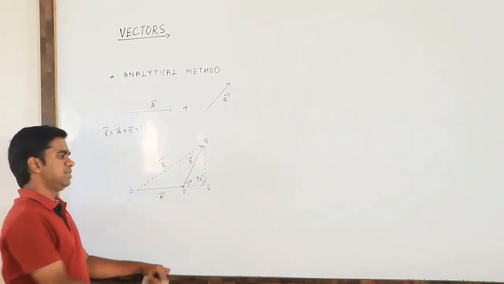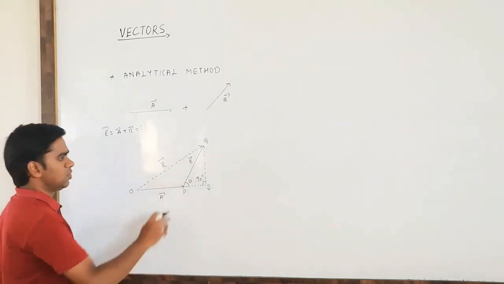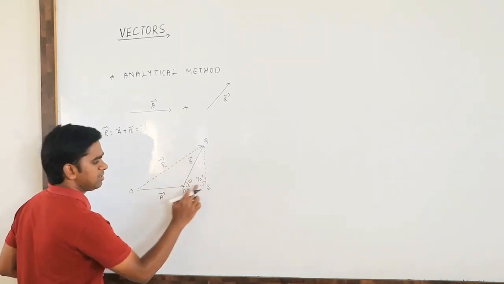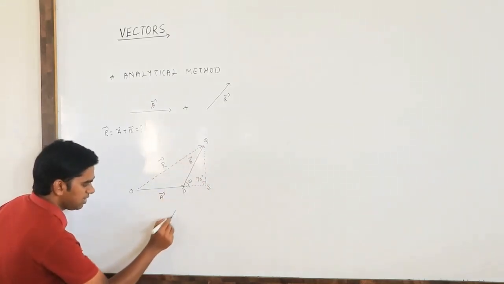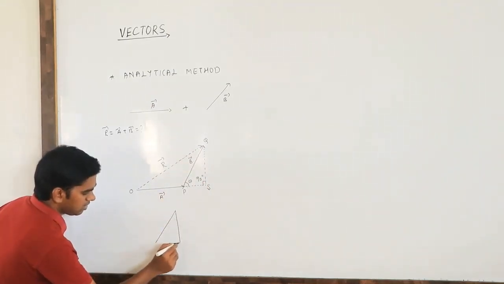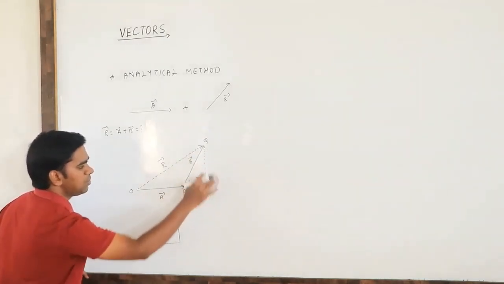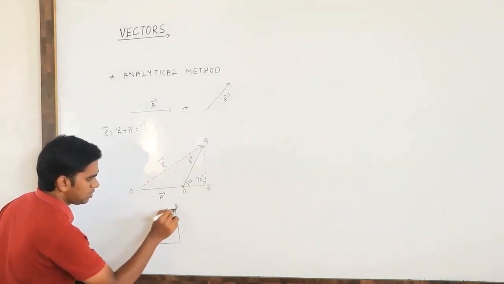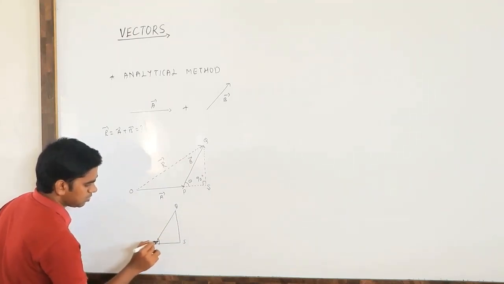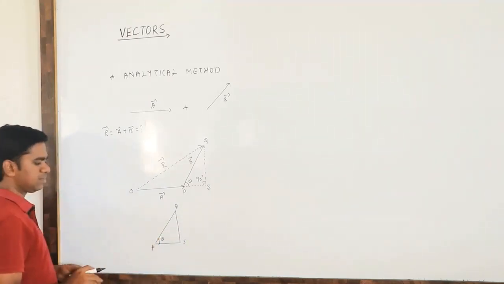So if you take this as angle theta, take only this triangle. So what is that triangle? This triangle is nothing but PQS. This is theta.